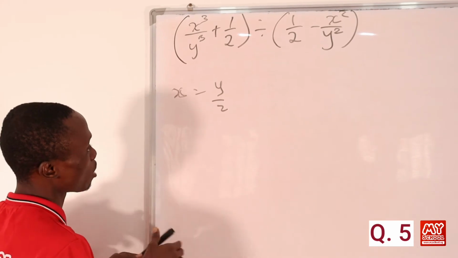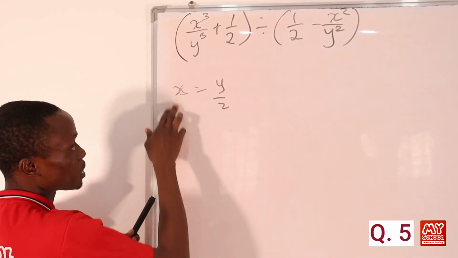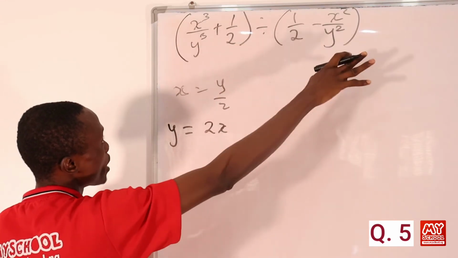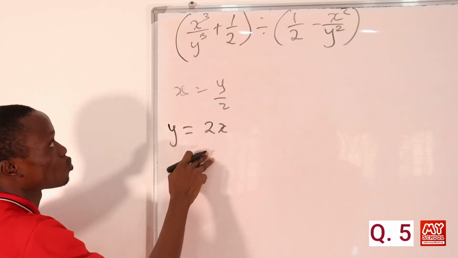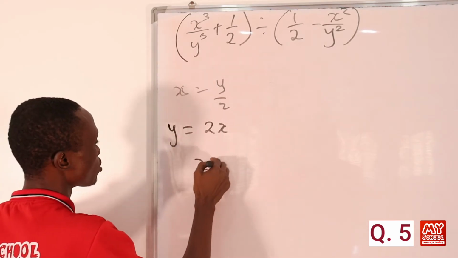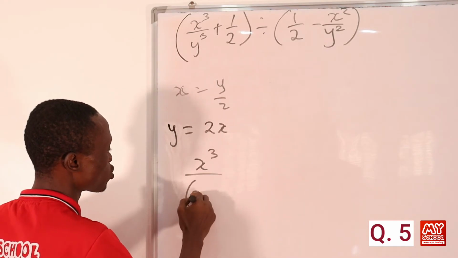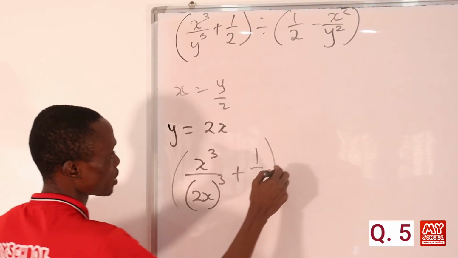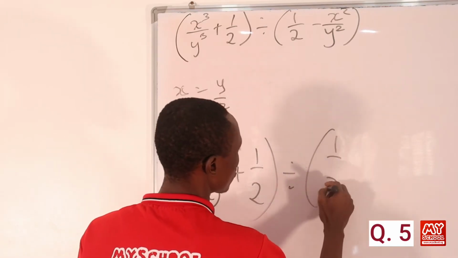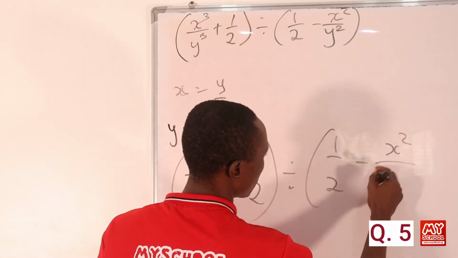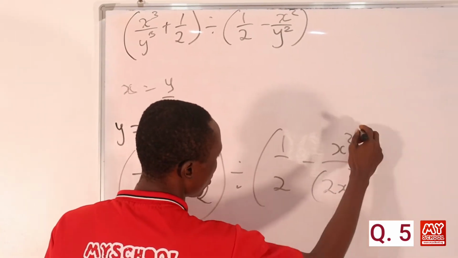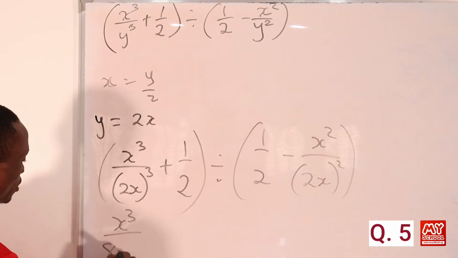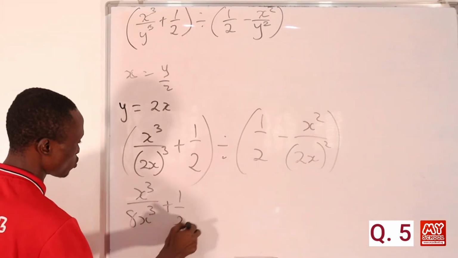So basically, what you have to do is make Y the subject of the formula by simply cross multiplying, so that Y is equal to 2S. Anywhere I see Y in this expression, I'm going to replace it with 2S. So here we have S raised to power 3 over 2S raised to power 3, plus 1 over 2, what we have in the first bracket, divided by 1 over 2 minus S raised to power 2 over 2S raised to power 2. If we open this up, we'll be having S raised to power 3 over 8 S raised to power 3 plus 1 over 2 in brackets.